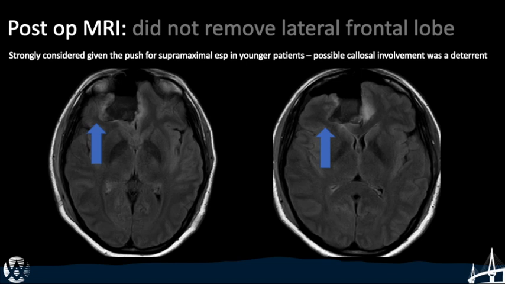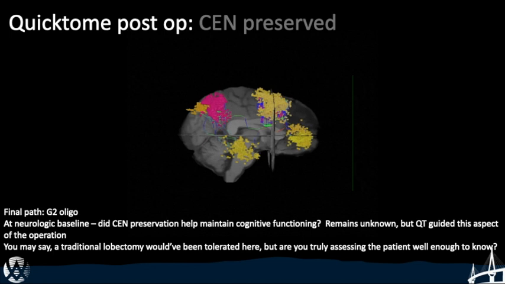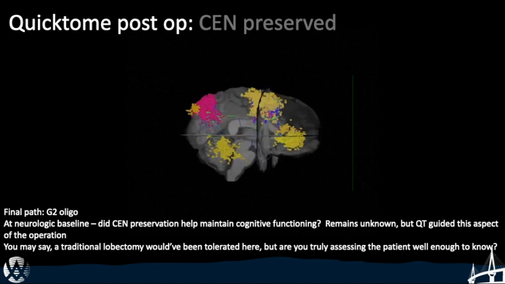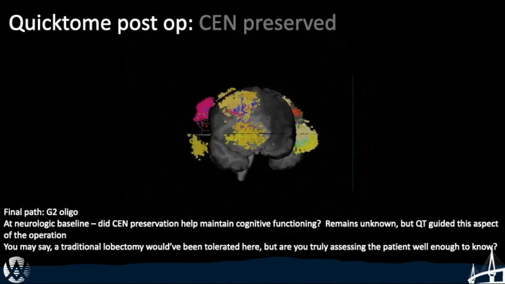Also, in this particular case, there was some callosal involvement, which was an additional deterrent because a true gross total or even supramaximal was not really achievable, in my opinion. And you can see on the postoperative Quicktome, so we have a 3D display here as well, that the central executive network is preserved.